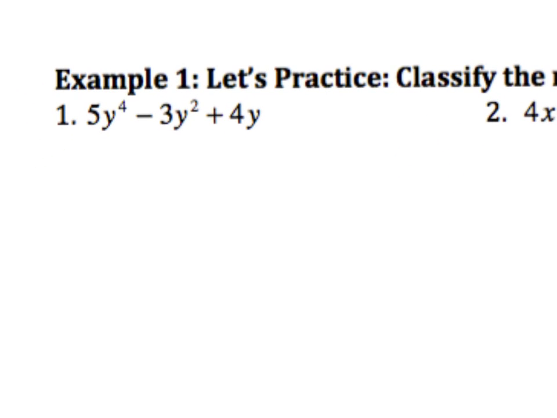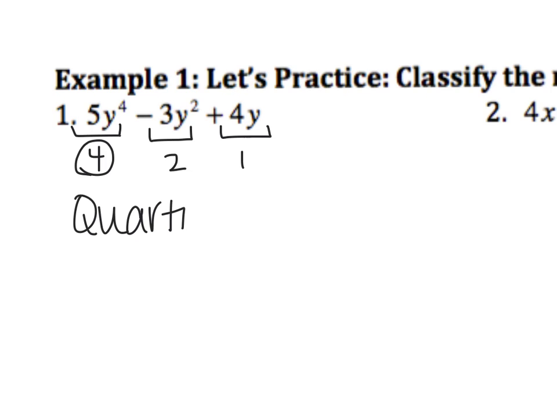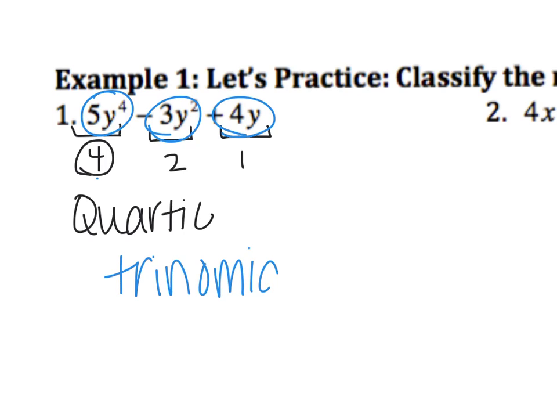So in the first one, I'm going to look at each term. This term has a degree of 4, this term has a degree of 2, this one has a degree of 1. So the highest degree is 4. That means I have a quartic. And there are 1, 2, 3 terms, so that means a trinomial. So you'd say this is a quartic trinomial.